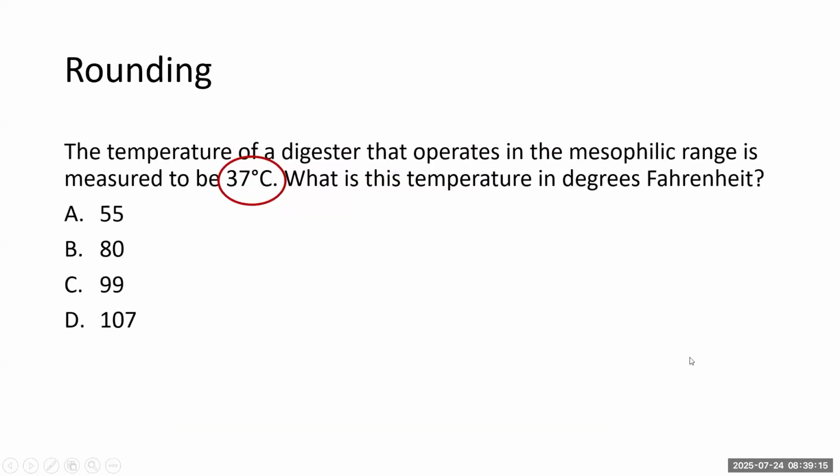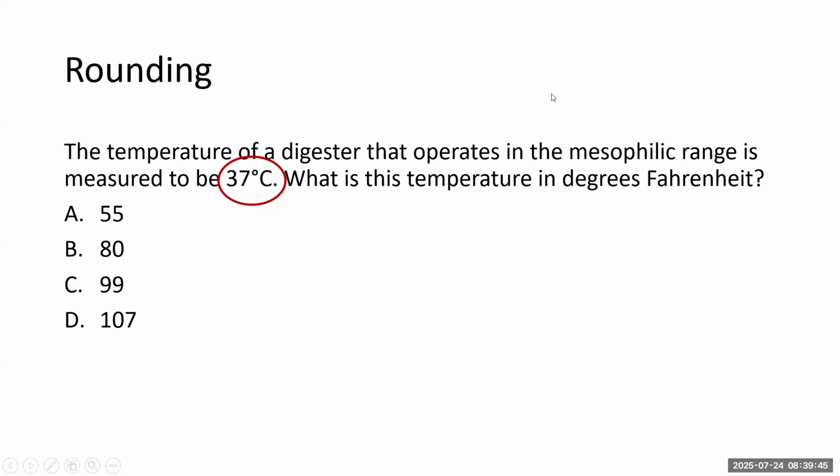So let's also talk a little bit about rounding. And we have a little story problem here to work with. In the story problem, the temperature of a digester that operates in the mesophilic range is measured to be 37 degrees Celsius. So what is that temperature in degrees Fahrenheit? If we have a story problem like this, that question at the end is going to be asking for what we're trying to get here. We're trying to get 37 degrees, but represented as degrees Fahrenheit.